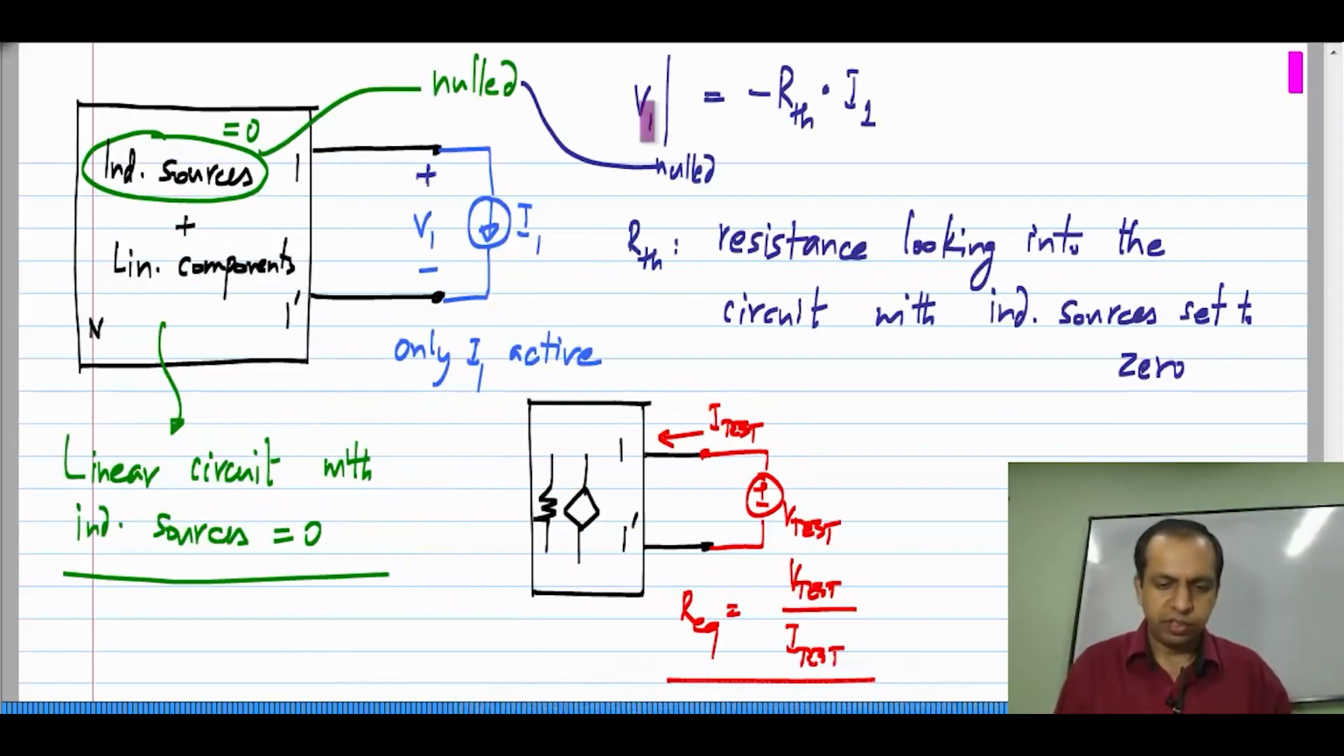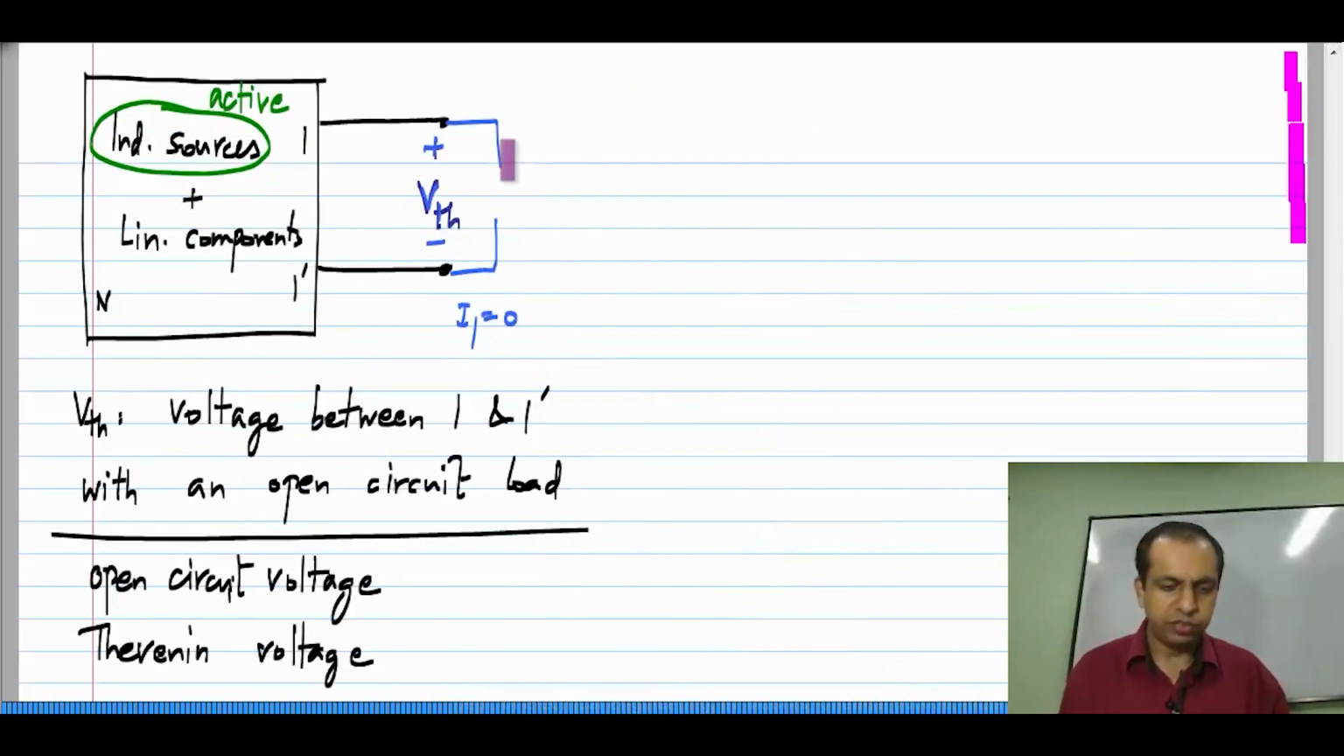So, we have this case where the independent sources in the circuit are null, and we have this case where I 1 is 0, meaning we are measuring the voltage with an open circuit. Okay. So, combining these two, what do we get?